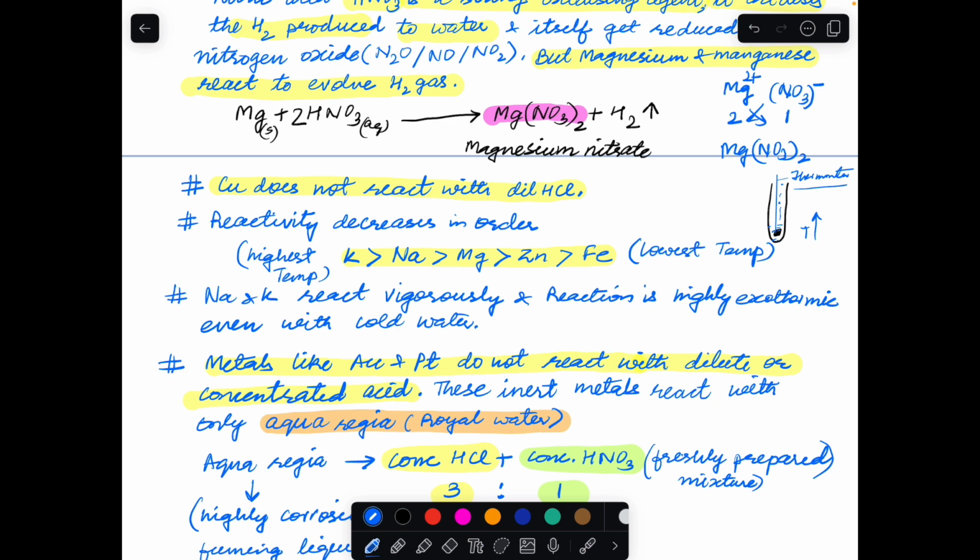and this temperature is noted down on the thermometer scale. So from the thermometer scale, what we have found is that the highest temperature is attained in case of potassium, because the reaction is highly violent and therefore exothermic also, while the lowest temperature we get in case of iron. So from the temperature of the medium also we can decide how efficient or how fast the reaction is. For sodium and potassium, the reaction is so vigorous and highly exothermic that even with cold water, we usually do not do this reaction in the lab.